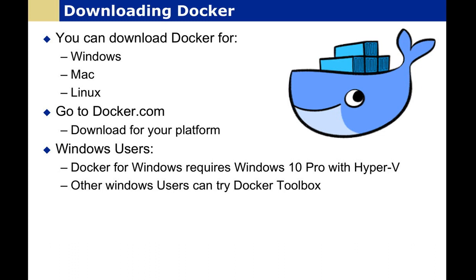So to do this, we need to download Docker for our platform. Docker has versions for Windows, Mac, and Linux. If you're running Windows, we recommend using Docker for Windows, but you'll need Windows 10 Professional with Hyper-V installed. Otherwise, you're going to have to fall back to Docker Toolbox. Mac and Linux versions have Docker for their platforms as well, which should run effectively on modern Mac and Linux systems. Okay, so let me demonstrate how we can download Docker.